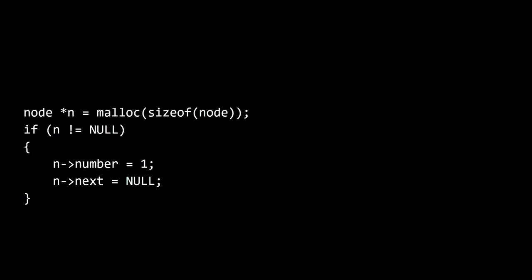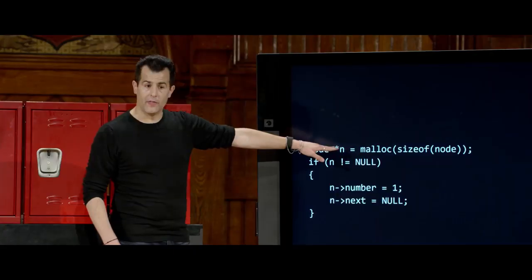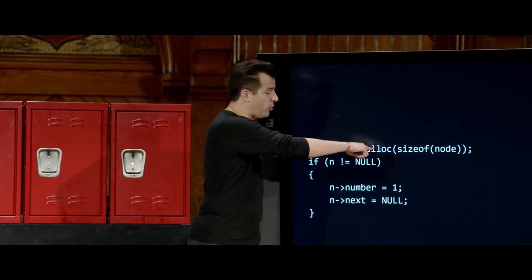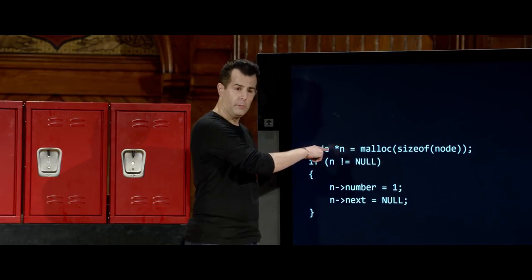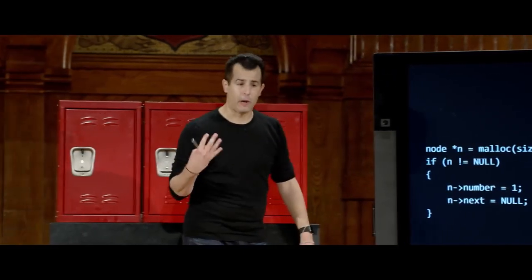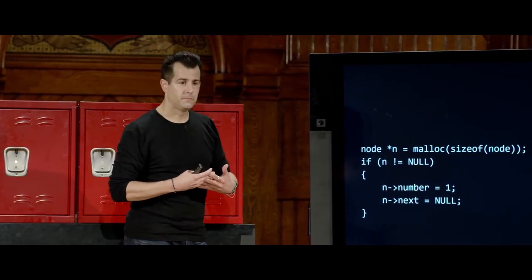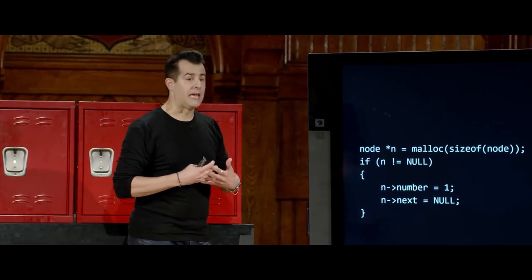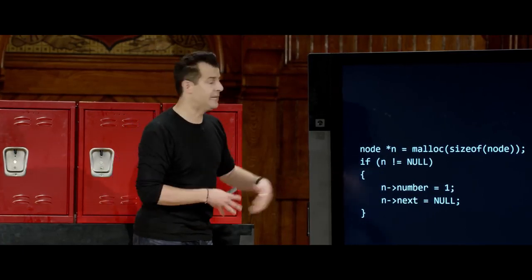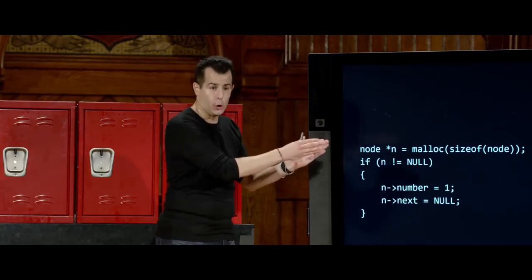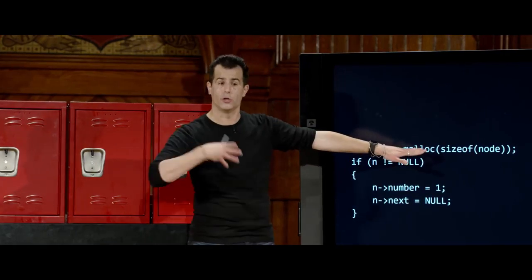OK, so this is malloc is going to give us a chunk of memory that's big enough to store a node. Node star n gives us a pointer that is the address of a node. And therefore, we're going to assign the return value of malloc to that variable so that n effectively represents a chunk of memory that's big enough to store a node. N is a pointer to a node. N is a node star or a pointer to a node. And what does that mean? N is the address of a node. And that should make sense because malloc returns an address.